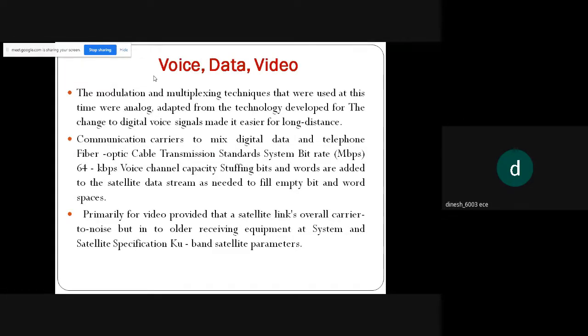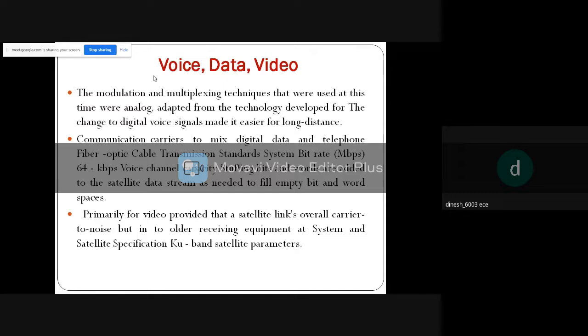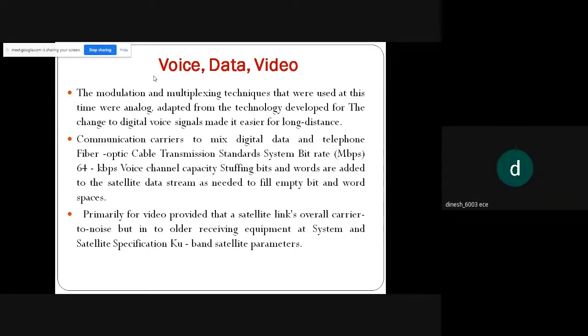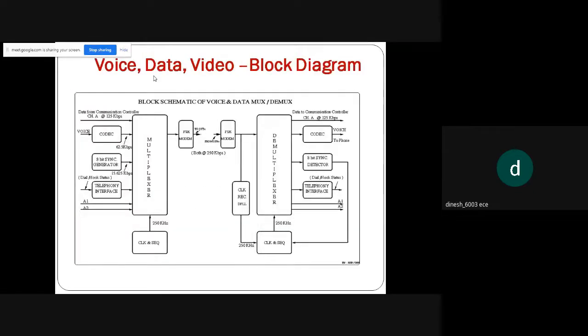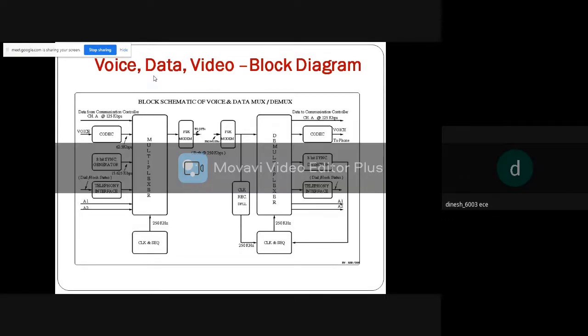Primarily for video, the satellite access provided carrier to noise, but in older receiving equipment, at system and satellite specification, Ku band satellite parameters were being deployed. So that is for voice, data, and video. This is a block diagram of a voice and data multiplexing and demultiplexing circuit, which was used in a satellite link.